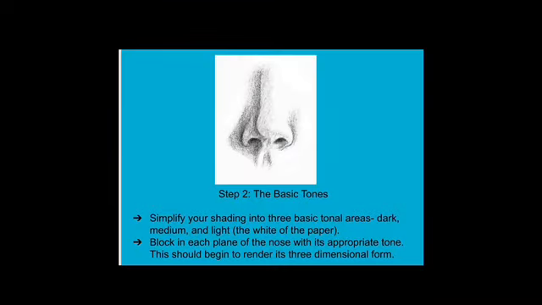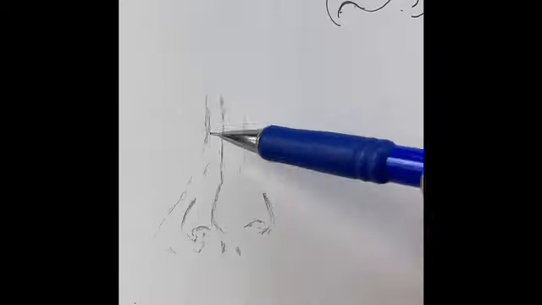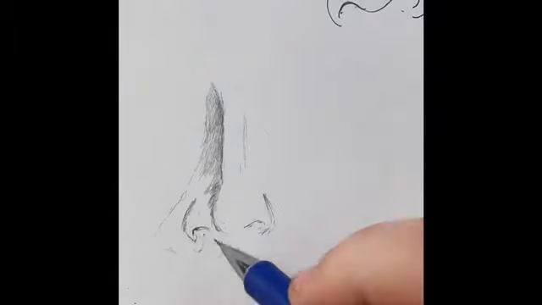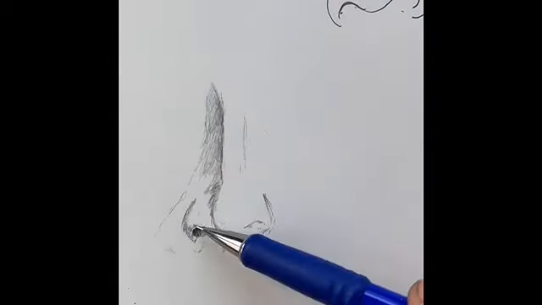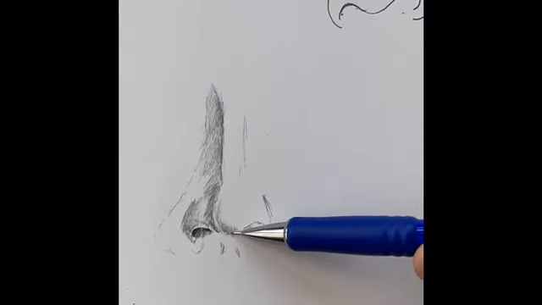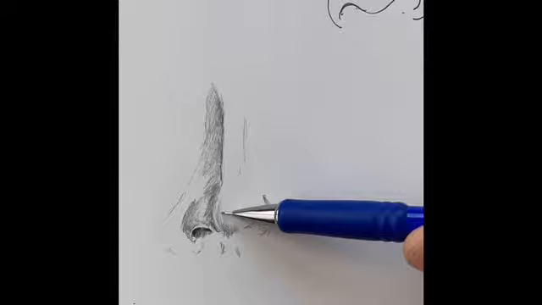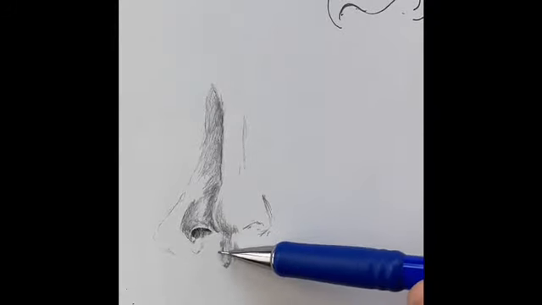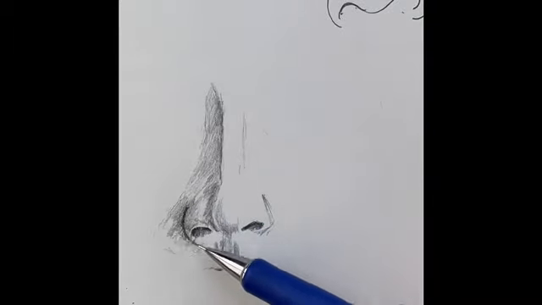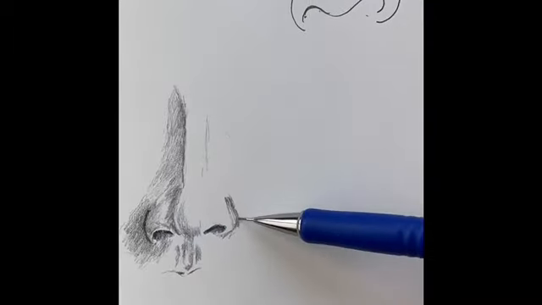Now let's start to add some tones and value to the nose. Simplify your shading into three basic tonal areas: dark, medium, and light, the white of the paper. Block in each plane of the nose with its appropriate tone. This should begin to render its three-dimensional form. Remember how you want to pull off from the line and follow the direction of the light.